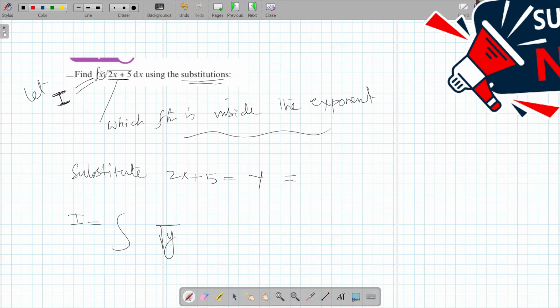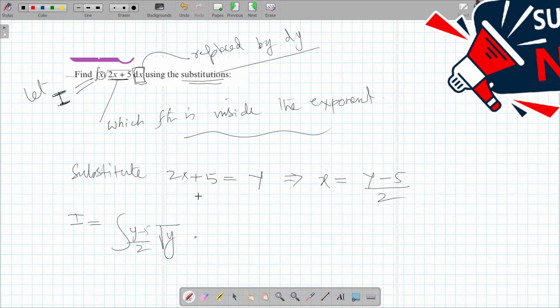So we will find x from this substitution. x will be y minus 5 divided by 2, right? So we will put x equal to y minus 5 divided by 2. And what about the element of integration? This differential will also be replaced by dy. So we are changing everything to y.